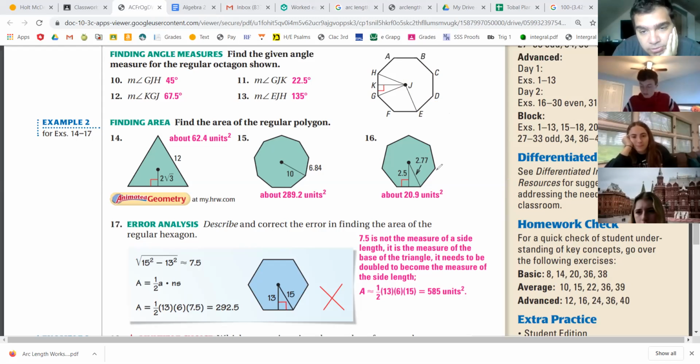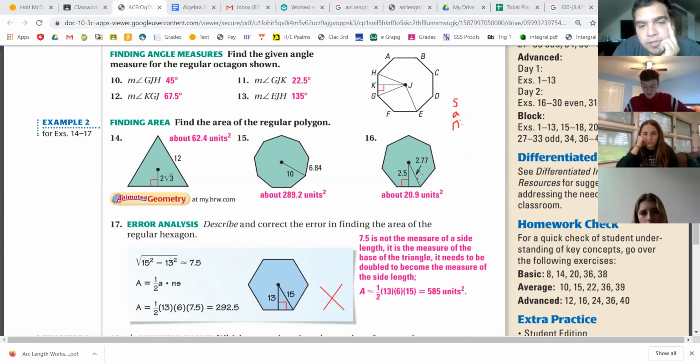Okay, so let's see. First, we're looking for 3 variables, basically. How big each side is, the apothem, and the number of sides. So let's first look at here. The number of sides, we have 1, 2, 3, 4, 5, 6, 7. So we could put 7 for n. That's pretty good.